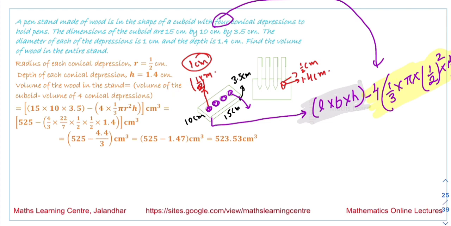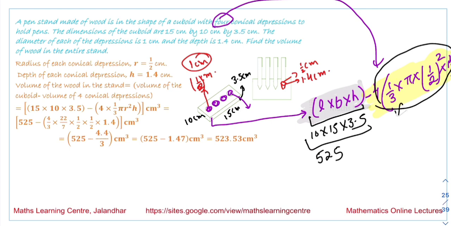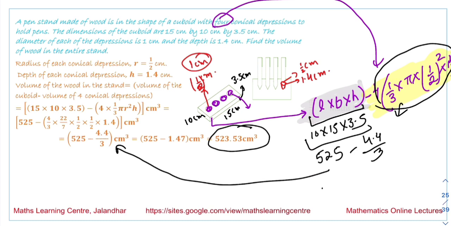So the answer from length into breadth into height, 10 into 15 into 3.5, is 525, and on multiplying these values over here the answer we will get is 4.4 by 3. These calculations are shown over here, and the final answer we will get is 523.53 centimeter cube. So what we have done is calculated the volume of the complete cuboidal box, and then subtracted the volume of the 4 conical depressions. This 4 is there and this is the volume of the conical depressions.